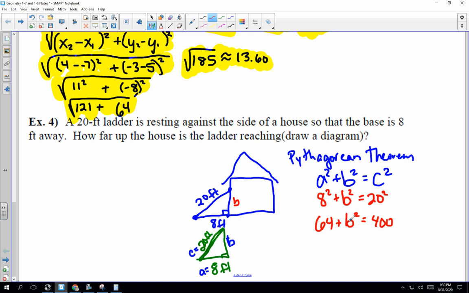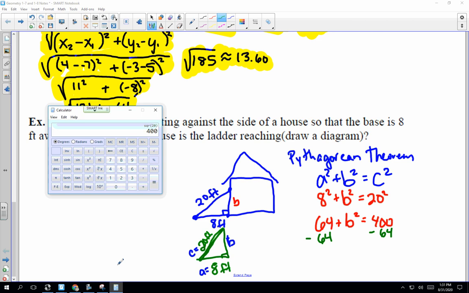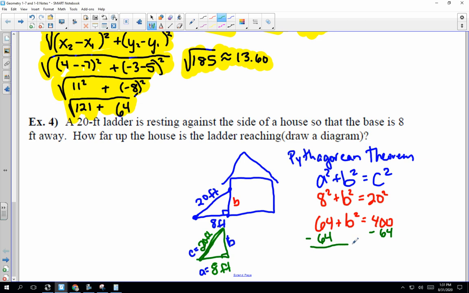So you look, okay, I want to get B by itself. I got to get rid of 64. It is a positive 64. So to get B by itself, I'm going to minus 64. We get 336.